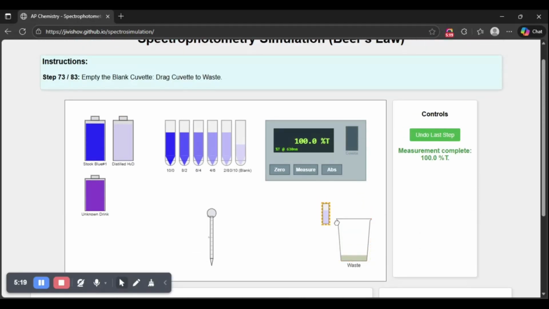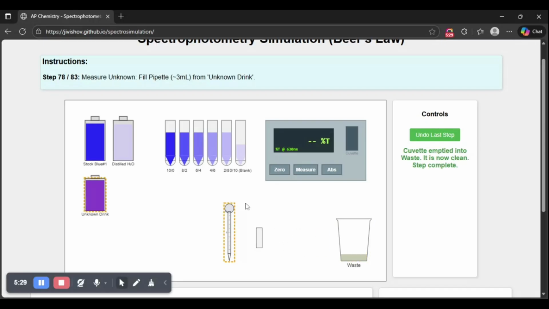And now to measure the unknown drink. But before that, we're going to rinse it off. And we're just rinsing it off, and we're treating this like a real life simulation or lab, because we don't want anything to cross contaminate in the real thing. So we're just taking our precautions here as well, even if it's not the real thing.